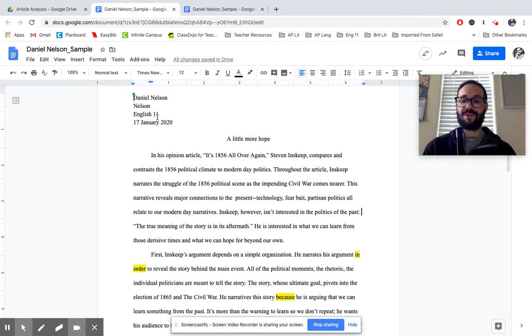Inskeep, however, isn't interested in the politics of the past. Quote, 'the true meaning of the story is in its aftermath.' He is interested in what we can learn from those derisive times and what we can hope for beyond our own." So there's probably 5 sentences in this entire intro paragraph. All of that summarizes what he's writing, who the author is, the title of the article, what he's writing, and then his goal. What's the point of it? His goal, the central idea, is to look at how the past can help us today. That's it. That's all you need.